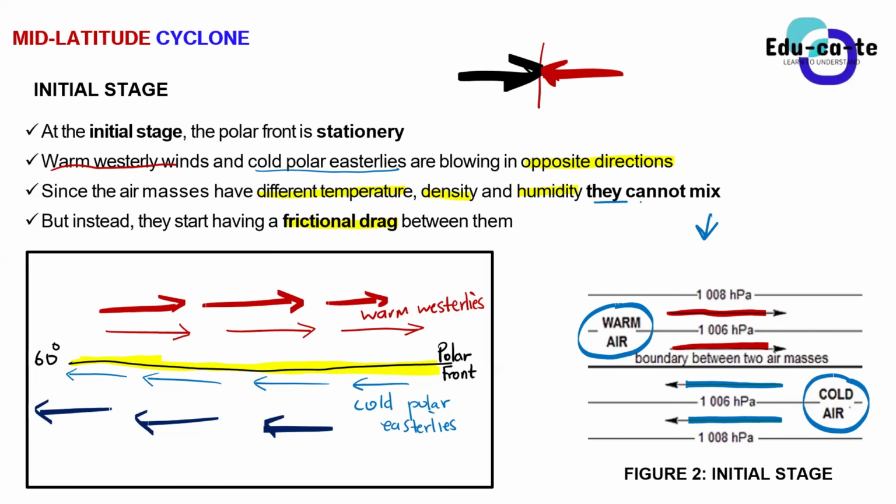They cannot mix. So since they cannot mix, what does this mean? It means that they will keep on pushing each other, pushing each other. You see that, right? Because they are having a frictional drag. So you can see what I've highlighted here, the frictional drag. These are the most important things that you need to know. 1, the polar front is stationary. 2, the warm air mass and the cold air mass cannot mix. And then 3, they are having a frictional drag, in case they ask you to describe the initial stage.